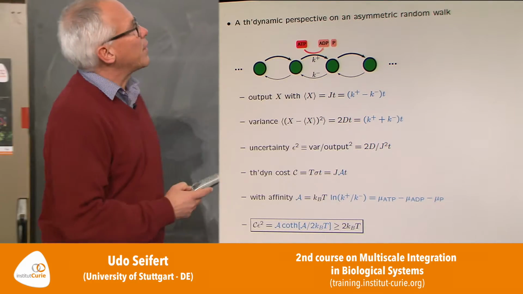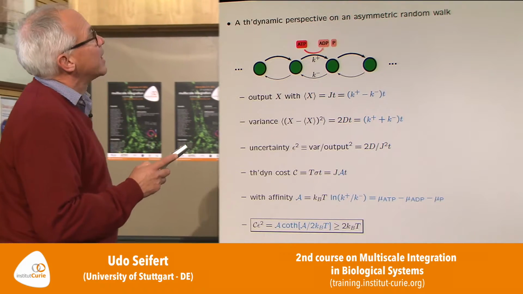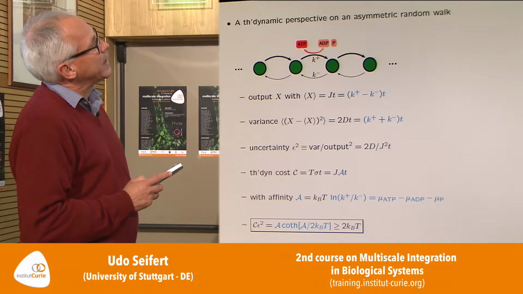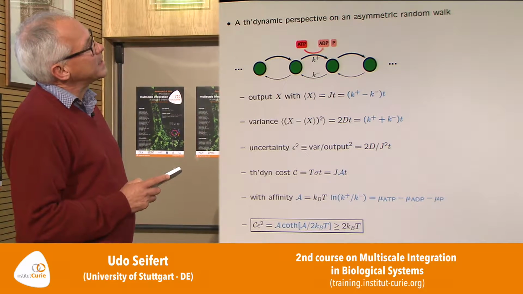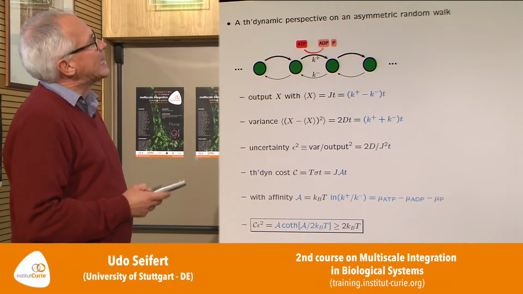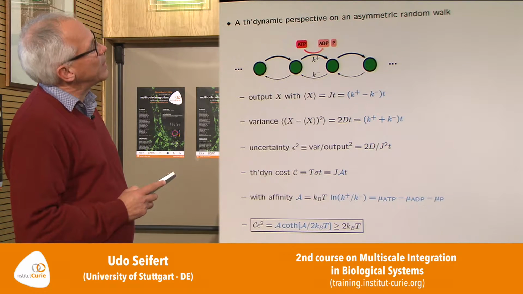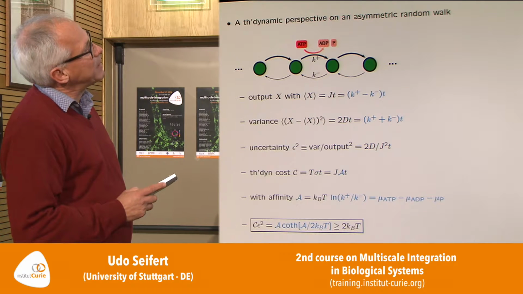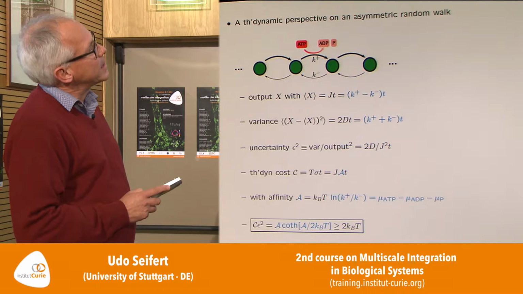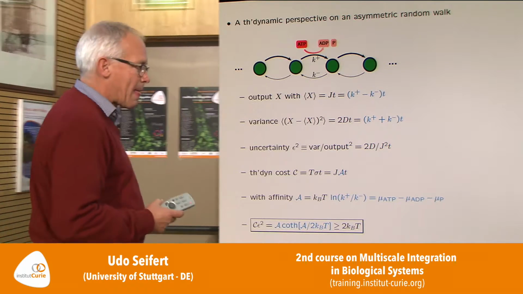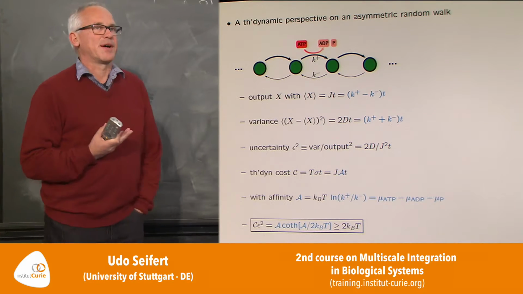And of course, a measure of this variance is this expression, which is just the diffusion coefficient, right? So that's the sum of the two rates. So the uncertainty of the output in a dimensionless form is given by that variance divided by the output squared, and that's given by this relation, again, J is the current, i.e. the mean velocity. So far, so good. Now comes the thermodynamic part.